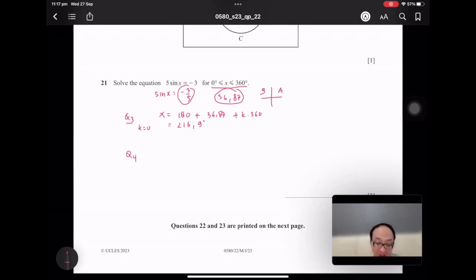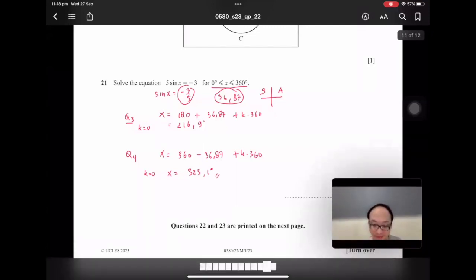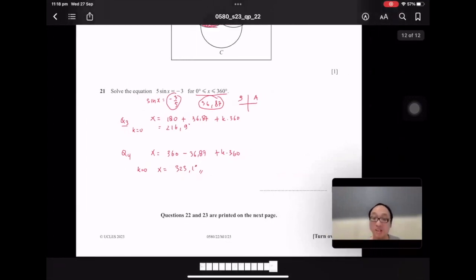And for the fourth quadrant, it will be 360 minus the basic angle, plus the period, but we don't use this also. For k equals 0, x will be 323.1 degrees. That's it. There are two answers.